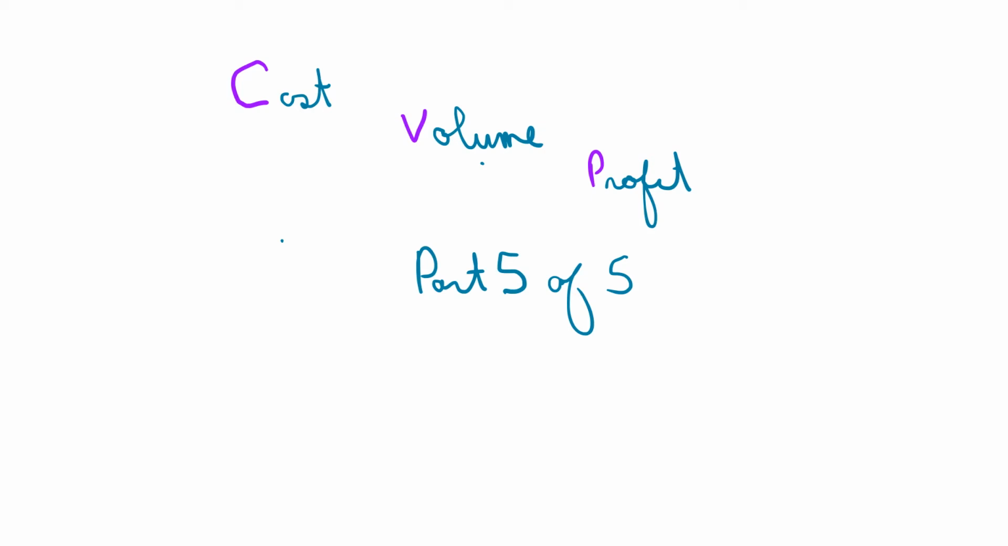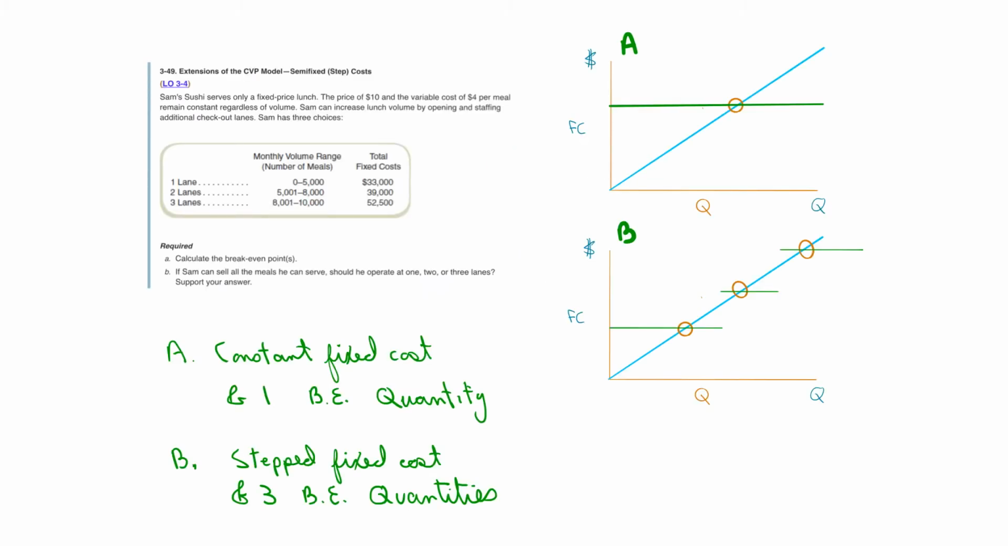In this video, we'll look at a couple of additional problems, which will include one problem that has a twist that we haven't looked at yet, and we'll look at another problem that has multiple products. If you read through this problem, you'll see that there's really only one product. However, there's three different levels of fixed cost, depending on how many lanes they keep open.